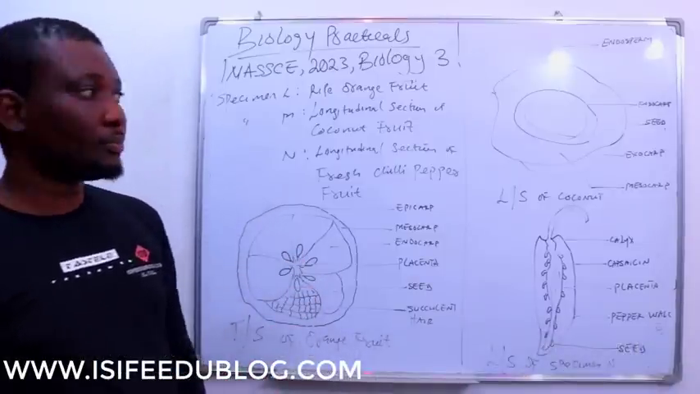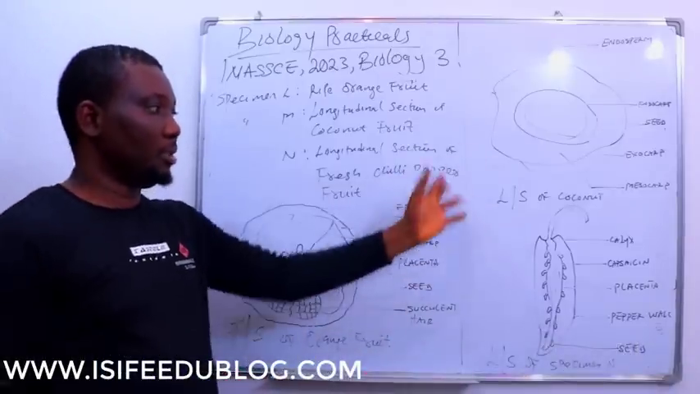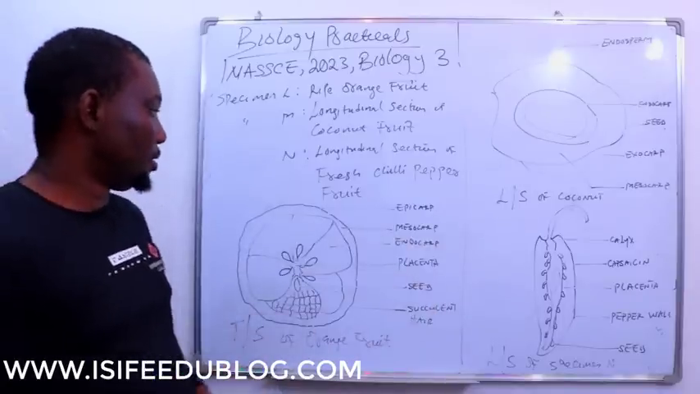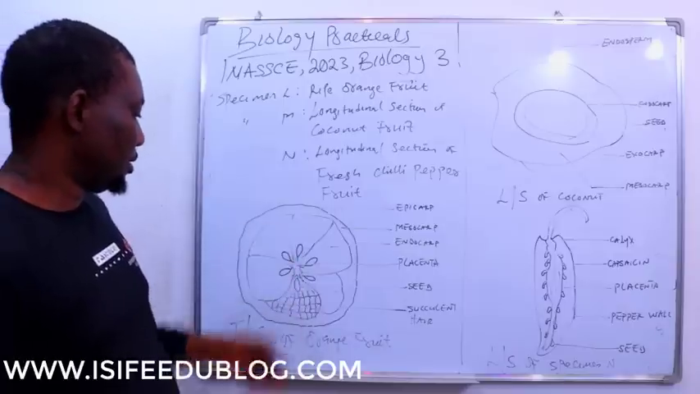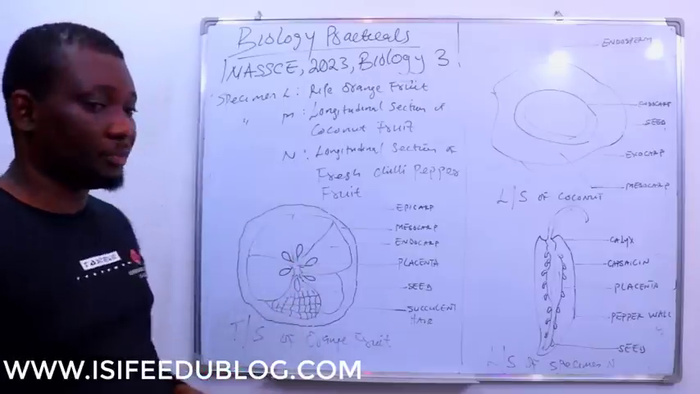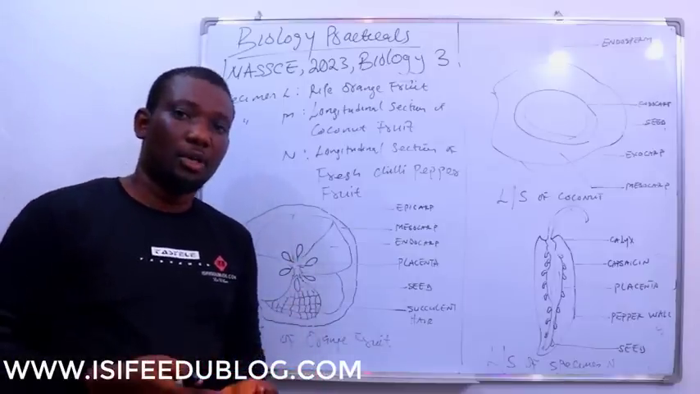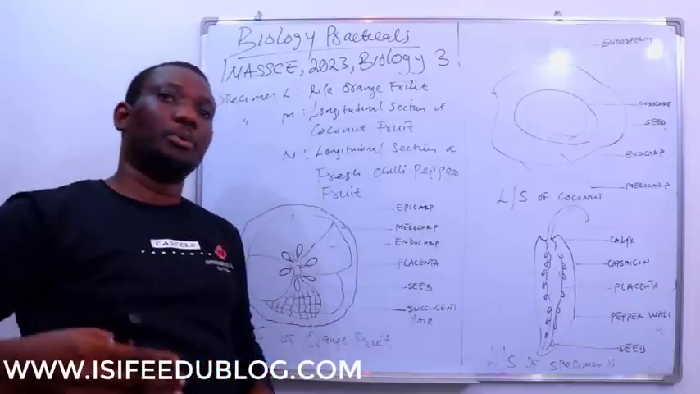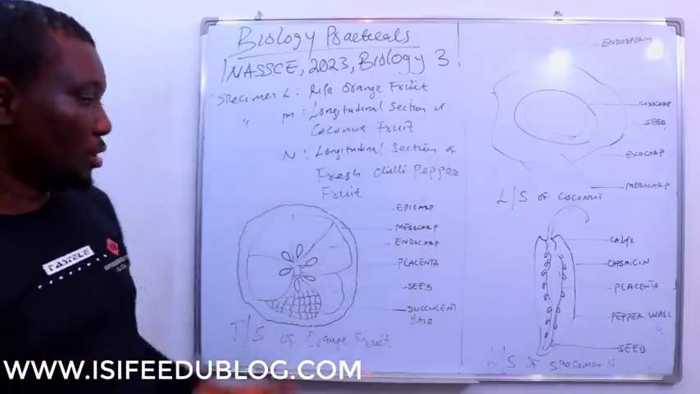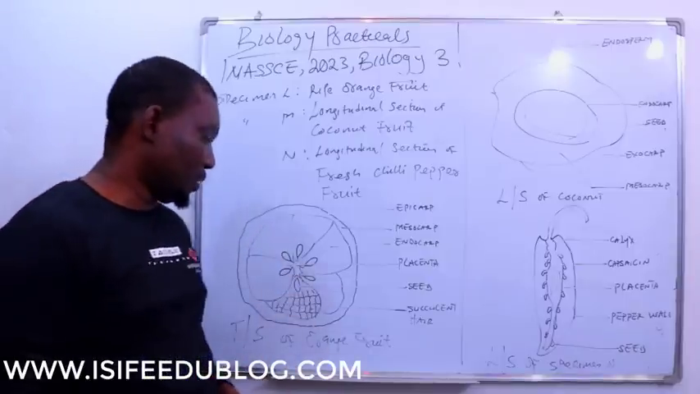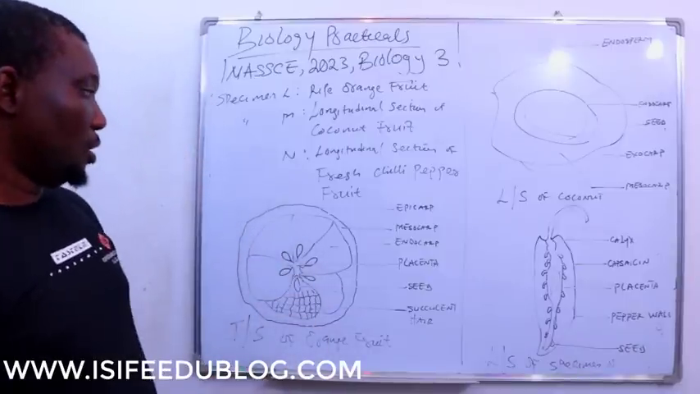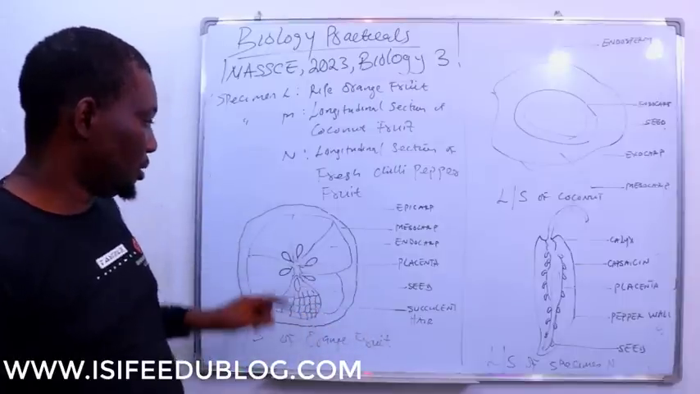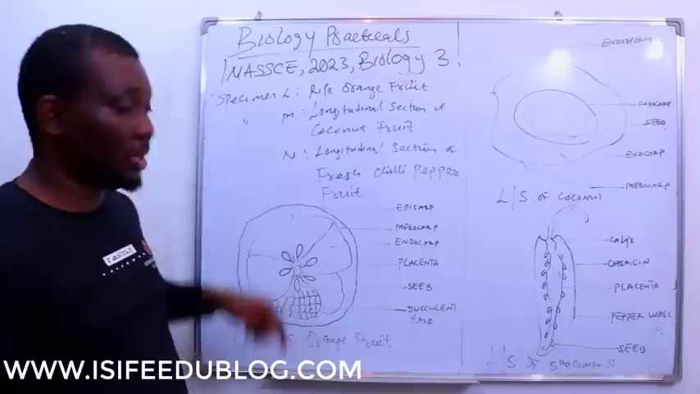Okay, any of these specimens have great similarities and also differences. Looking at this, it is a cross-sectional area, basically a transverse section, the one you cut like this. But let's not rule out the fact that they may also cut from up, that is a longitudinal section. But in this video, I will be explaining the transverse section of an orange fruit. The reason why it is in this form is to see how the seeds are arranged around the placenta.